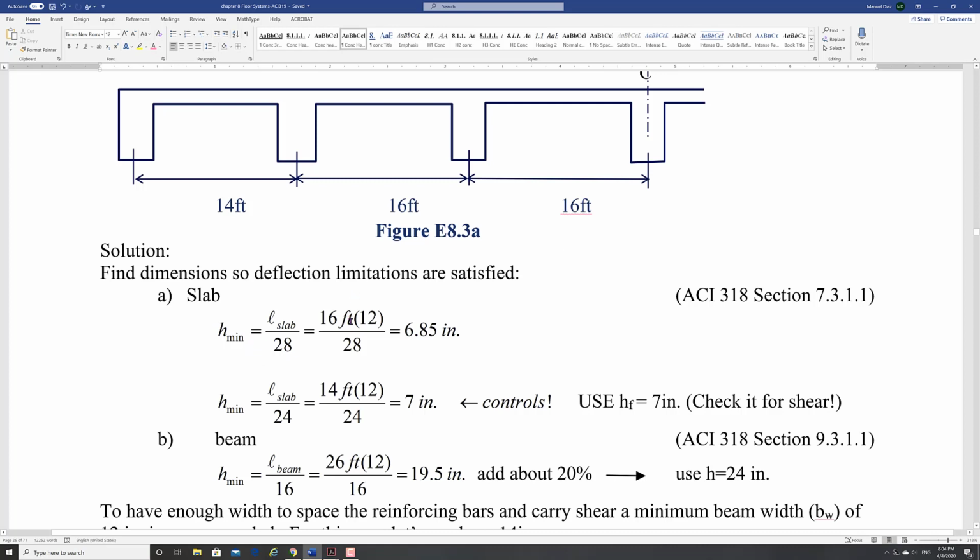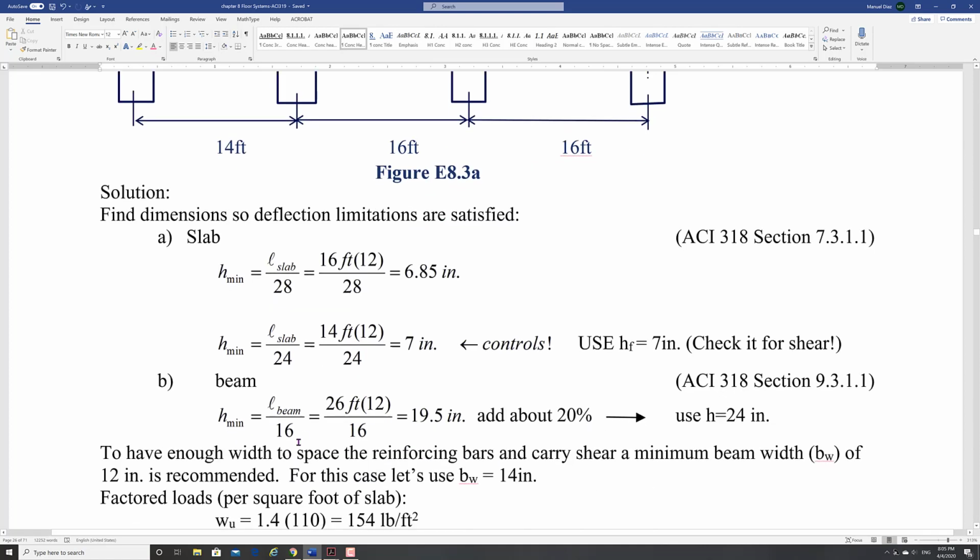And so the length of the slab, 16 divided by 28, that's both ends continuous. This one right here is one end continuous, so 1 over 14. That gives me 6.85, and 7 controls. So my value is 7. I put here a note that you need to check for shear. Remember, because it's slabs, we don't put shear reinforcement, so we want to make sure that we carry the shear by the concrete, right?